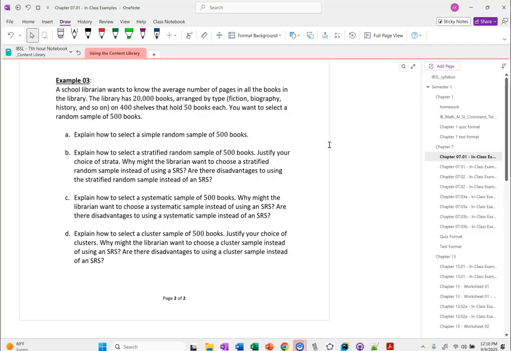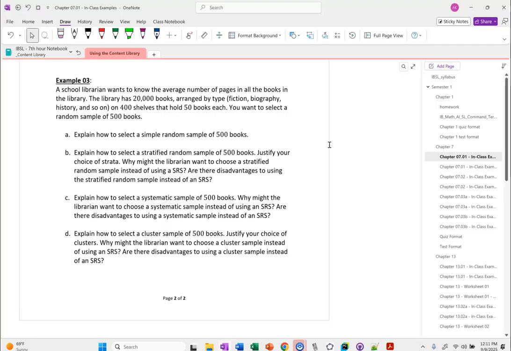What will our clusters want to be here? It's like people are like the same. Well, we're talking about books in a library, right? So like books from the same genre or something. Well, that would be more strata. That would be the type. Clusters are usually based on geography.